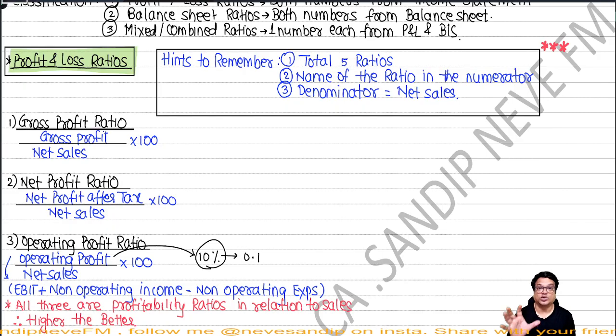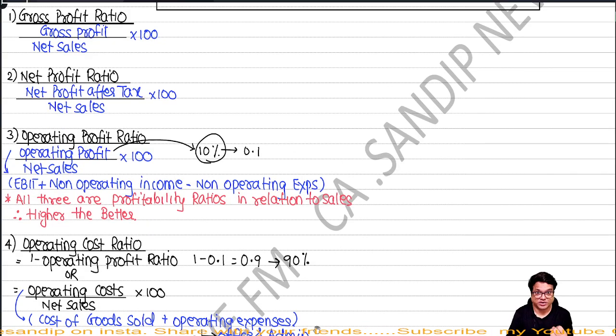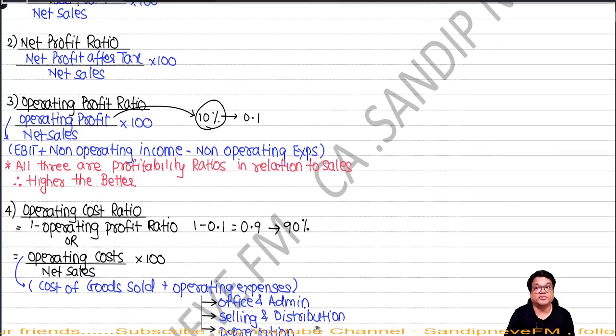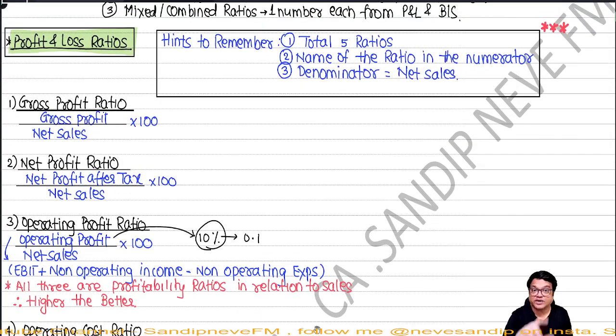We remember, yes, correct. Total 5 ratios. So what are the names of the ratios, people? Let's recollect very fast. First is gross profit ratio, then net profit ratio, operating profit ratio, expense ratio, and operating cost ratio. Total how many ratios? 5 ratios. As the name suggests, take the gross profit ratio. What did we discuss in our hints? The name of the ratio in the numerator and net sales in the denominator. Once you know these hints, you can quickly form all 5 ratios.